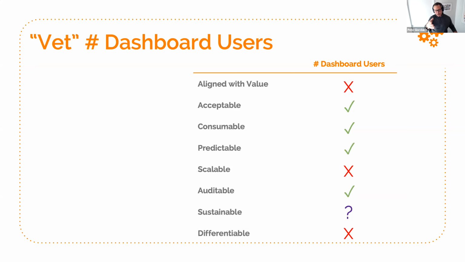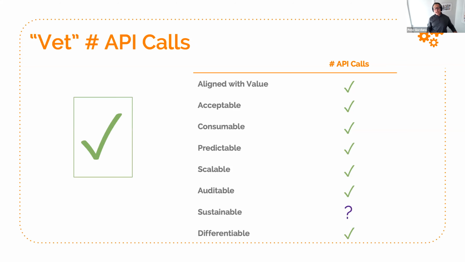Yes, it's acceptable in these things. Is it scalable? Nope, for the reasons I just mentioned. You will never be able to capture the value of your product if you use a per seat model in this example. But if we look at API calls, it's green down the list.